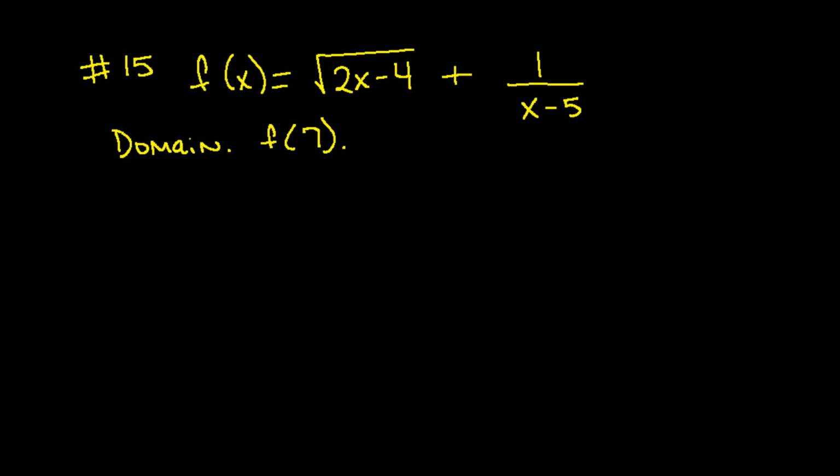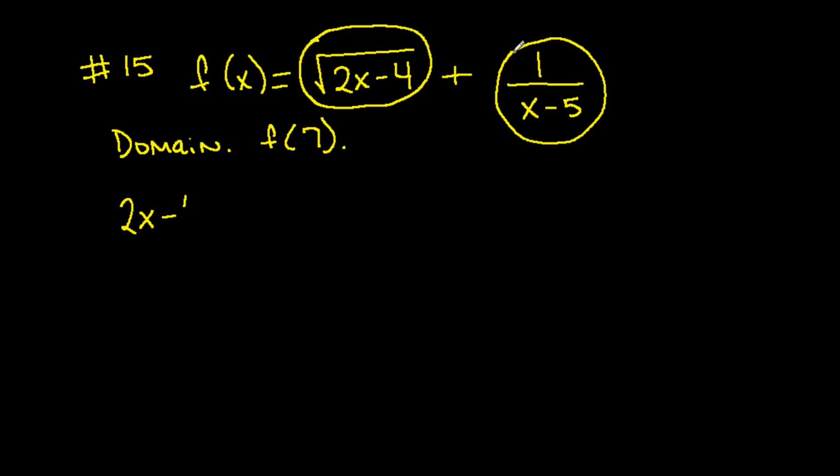This next question involves functions. They want us to find the domain of this entire function here of f of x, and they also want us to calculate what f of 7 equals. So the domain portion will be handled in two different parts. It's trying to figure out the domain of this fraction, and the other part is to find the domain of the square root. If you recall, the domain of a square root can be found by setting the radicand 2x minus 4 greater than or equal to 0.